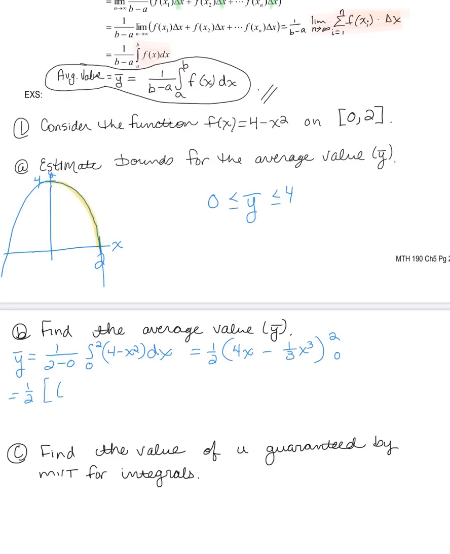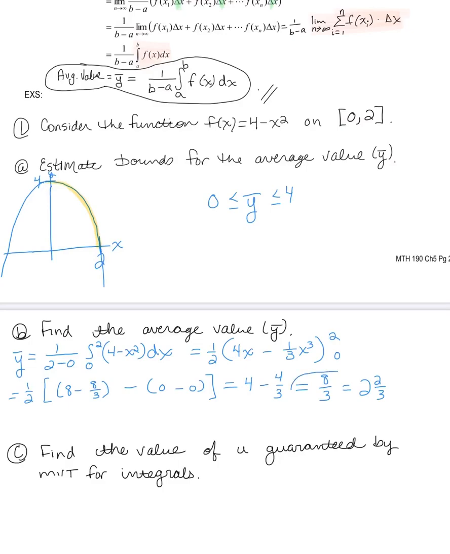Subbing in 2, 4 times 2 is 8, minus 2 cubed is 8, over 3, and of course when we sub in 0, both of those terms are 0. If I distribute through that 1/2, that would be 4 minus 4 thirds. That's 12 thirds minus 4 thirds, which is 8 thirds. Or if you prefer, 4 minus 1 and 1/3, so 2 and 2 thirds.